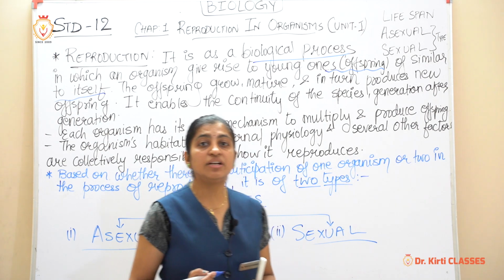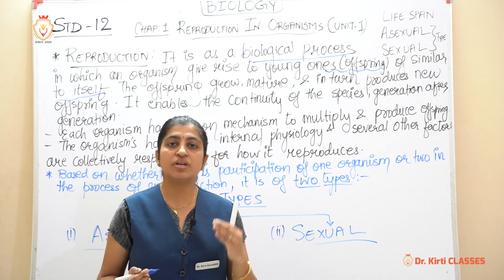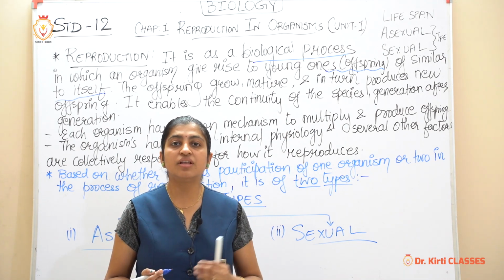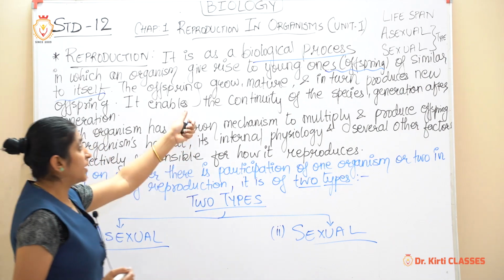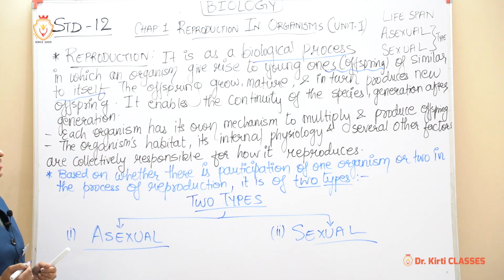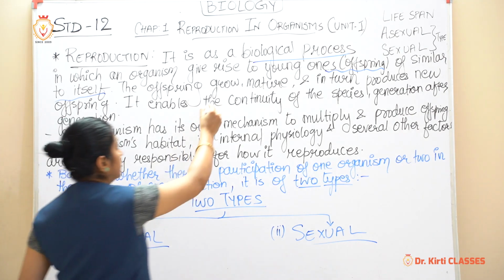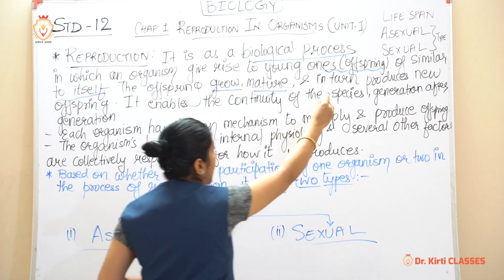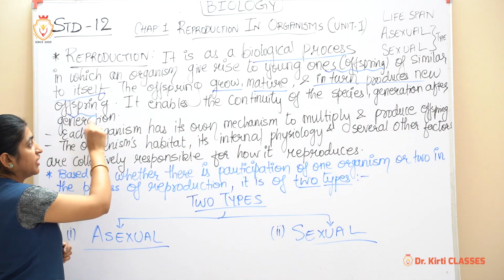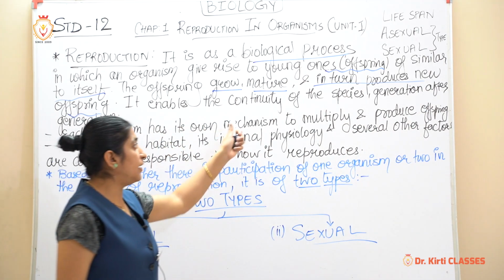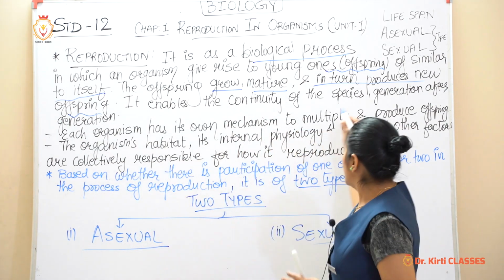So this is again one type of inheritance, a character which passes from generation to generation, which we will see in detail in chapter number 5. Again, the offspring of a similar organism will start growing, it will mature, and again it will produce a new offspring. So this enables the continuity of the species from generation to generation.